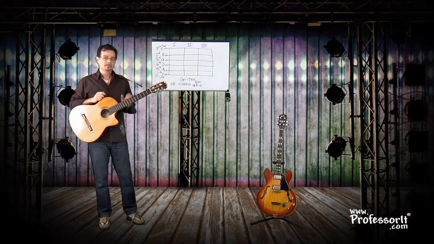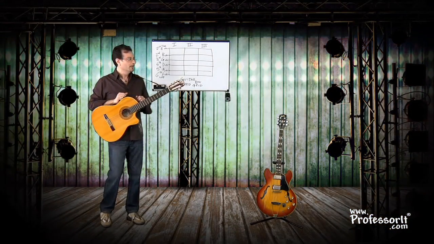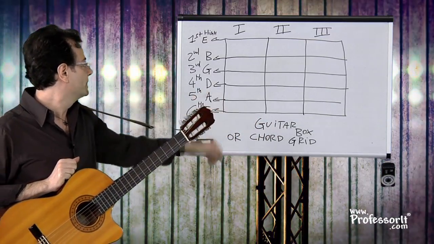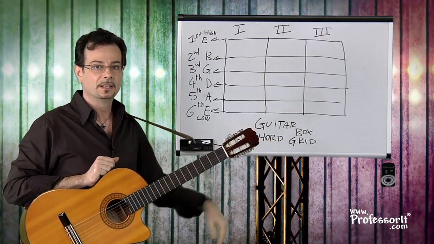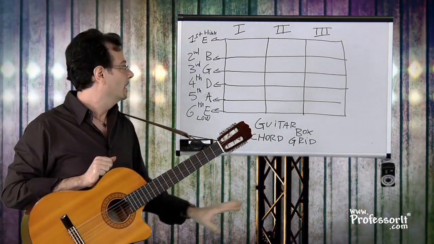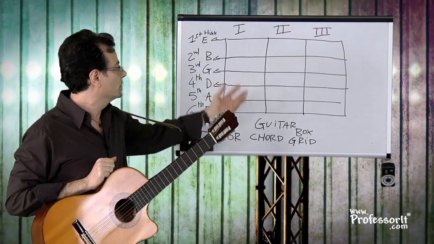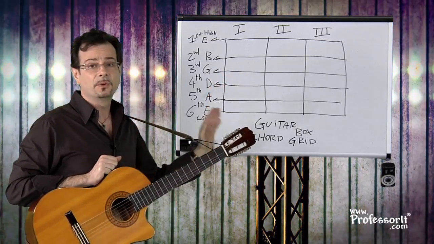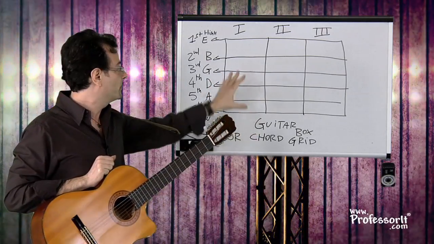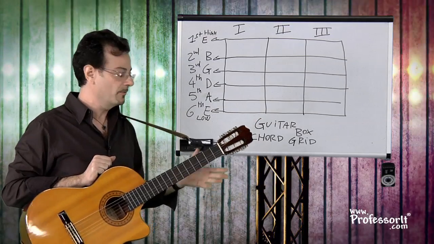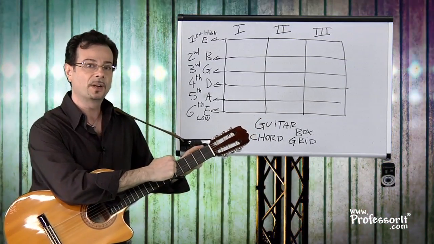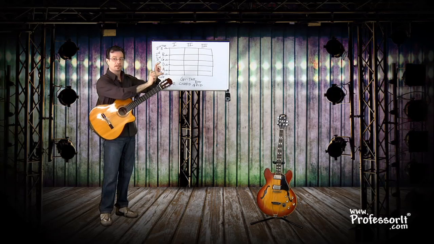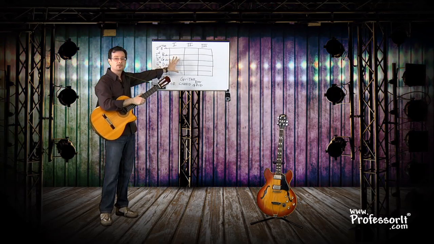So let's get straight to business here. What we have here to my left is a guitar box or a so-called chord grid. I would like to explain to you the function of this visual data here. Well, it is very important. It is a fraction of the guitar fretboard. Imagine to have a piece of the fretboard flipped upside down and placed on the board.